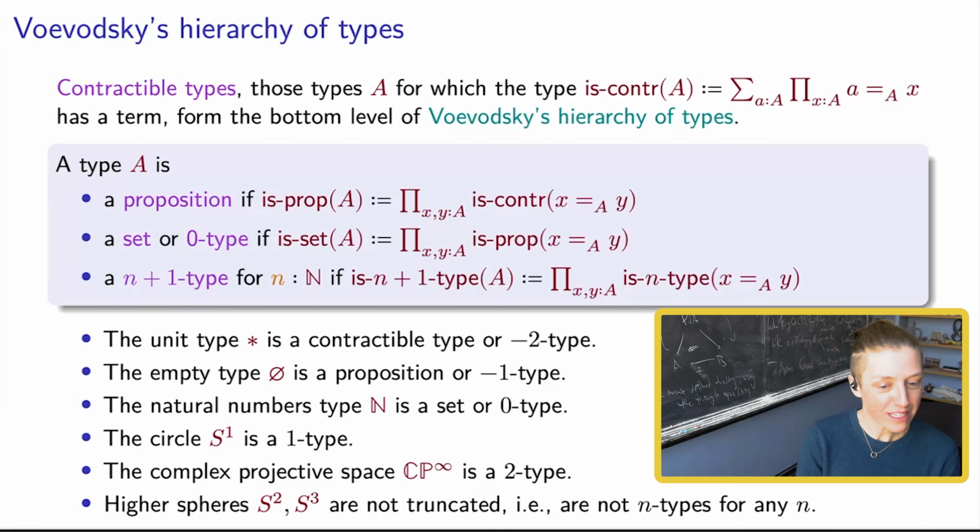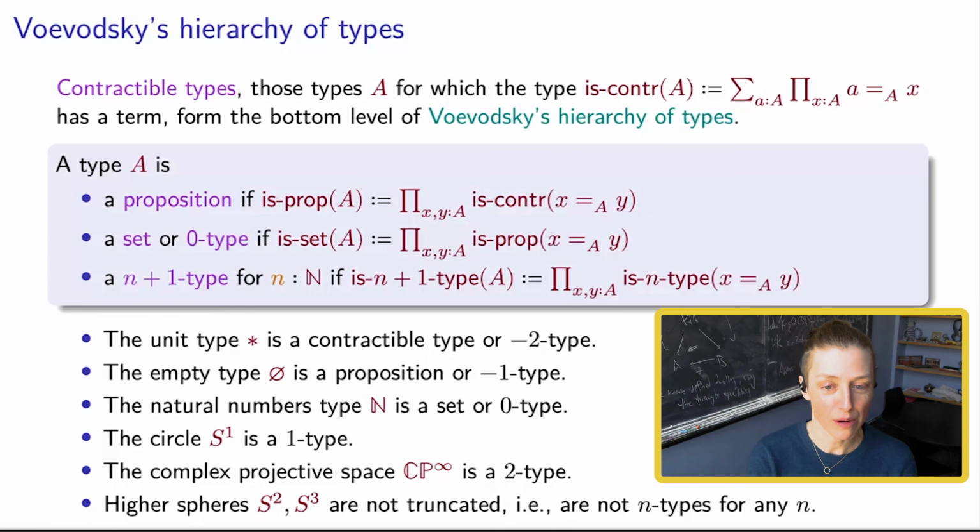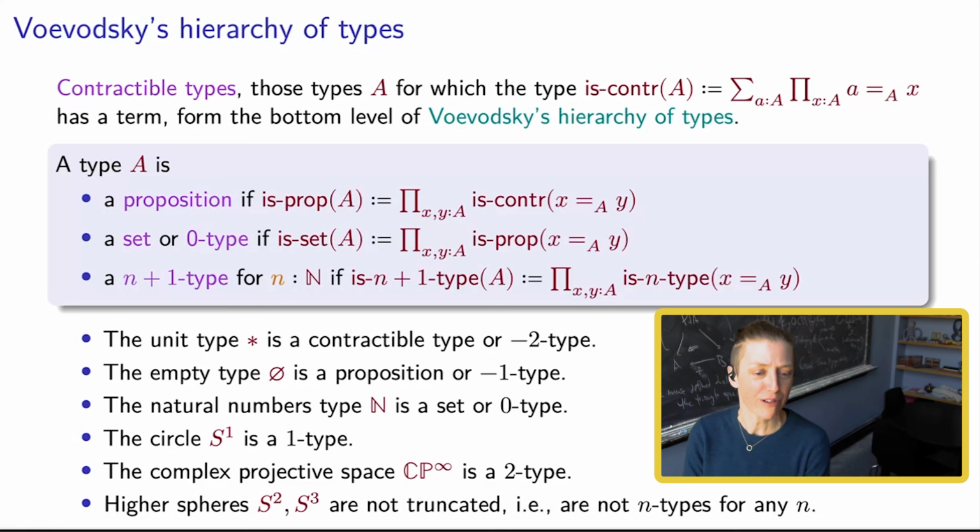And then these spheres, the higher dimensional spheres, S2, S3, S4, et cetera, these aren't truncated. So they're not n types for any n. And what that means is they have non-trivial higher dimensional structure. So there's not a level where the iterated identity types are all just contractible or something. They can have interesting non-trivial structure all the way up, and that's why the homotopy groups of spheres are so complicated.